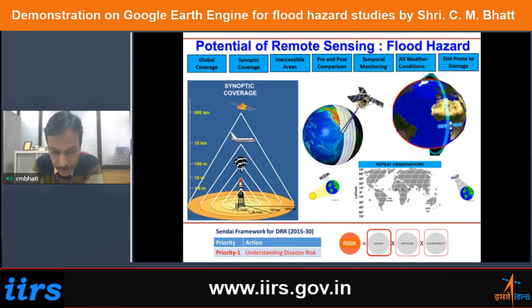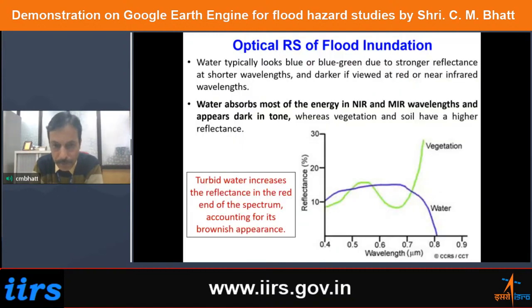And the Sendai Framework for Disaster Risk Reduction also gives a lot of weightage to spatial information, especially that obtained through remote sensing or geospatial technologies. Now, coming to the remote sensing of flood inundation, in today's lecture I'll be focusing only on the optical part, not on the microwave part. Microwave has a different aspect of fundamentals of mapping the water, and optical has a different kind.